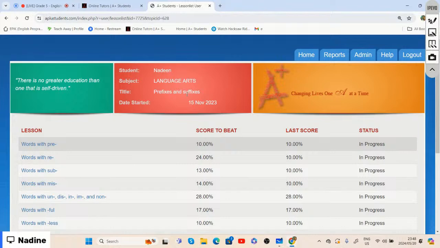All right, so that is the end of our lessons, grade 5. I really hope that you have an idea or you understood what prefixes mean.